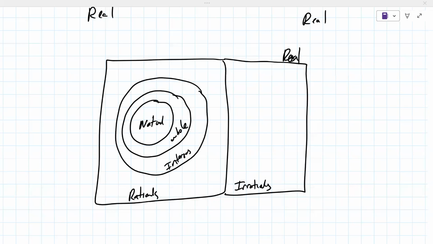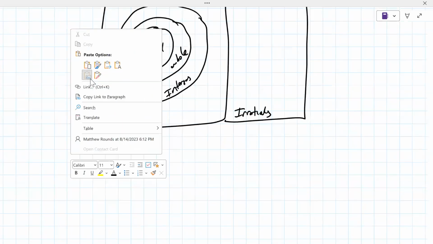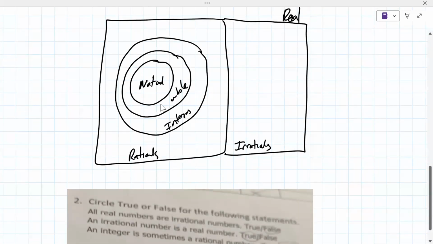Okay, so to answer the questions here in number 2, this picture really is super helpful. You're basically using this picture to decide it. And you gotta be really careful here with the words. Every natural number is a whole number, but not every whole number is a natural number. Yep. Because there's some that are here that aren't there.